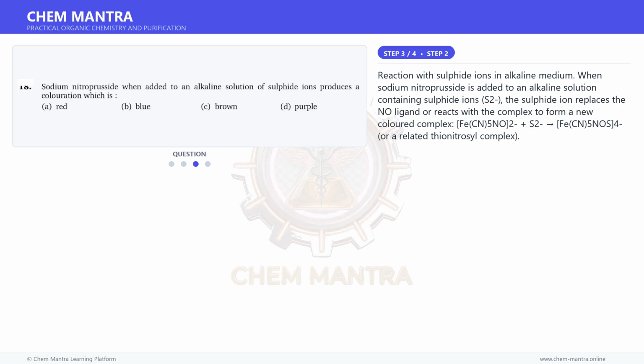Moving on to the next step. Reaction with sulfide ions in alkaline medium. When sodium nitroprusside is added to an alkaline solution containing sulfide ions, S2-, the sulfide ion replaces the NO ligand or reacts with the complex to form a new colored complex, [Fe(CN)5NO]2+ + S2- gives [Fe(CN)5NOS]4-, or a related thionitrosyl complex.